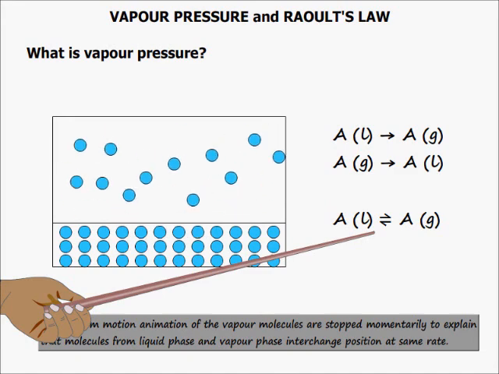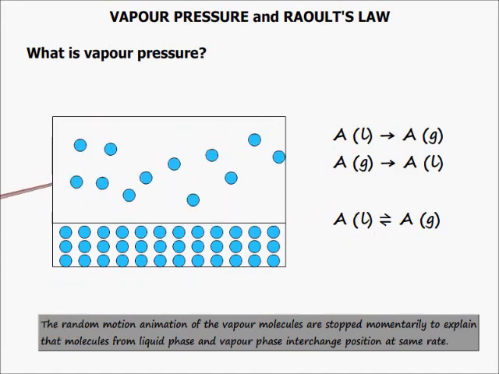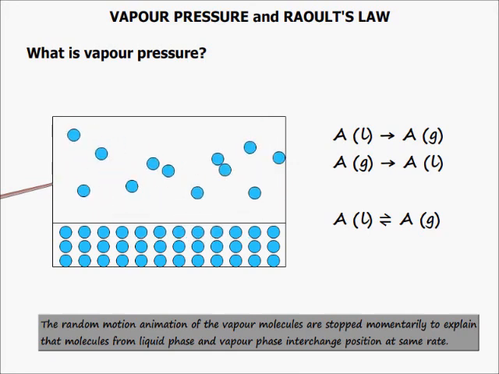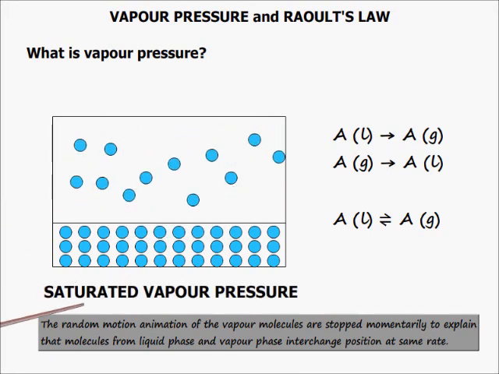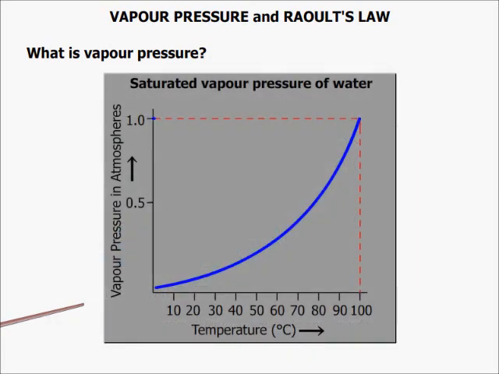At this point, the vapor molecules will exert some pressure on the container, and this pressure is called saturated vapor pressure at the existing temperature. Saturated vapor pressure varies with temperature.